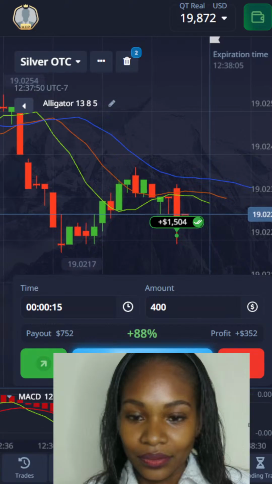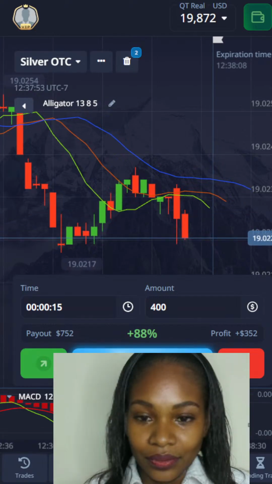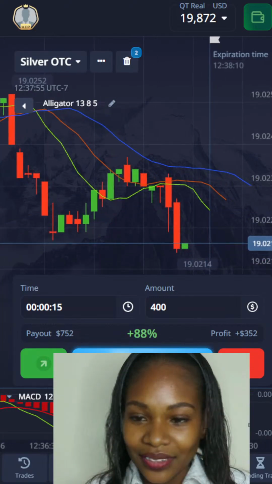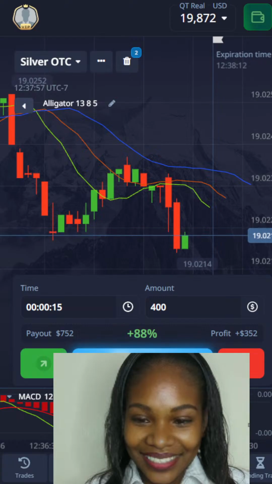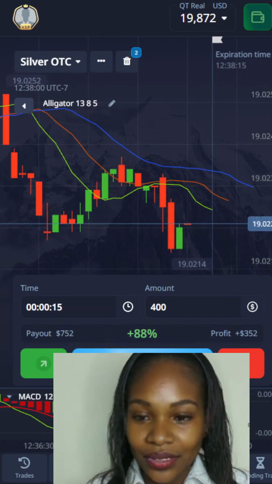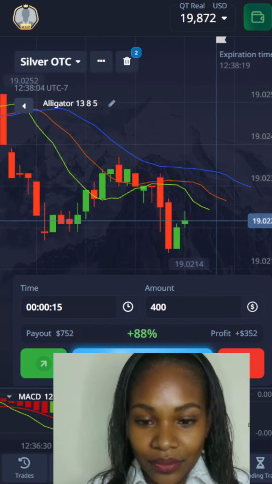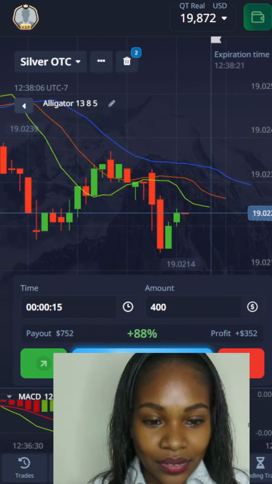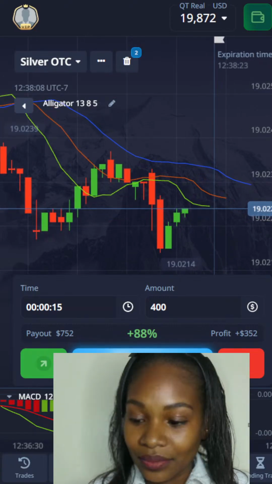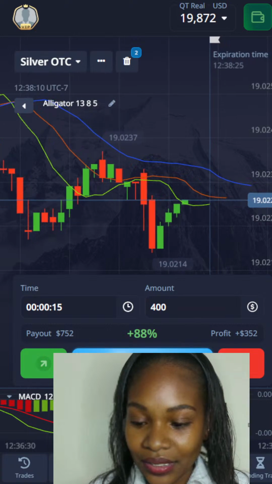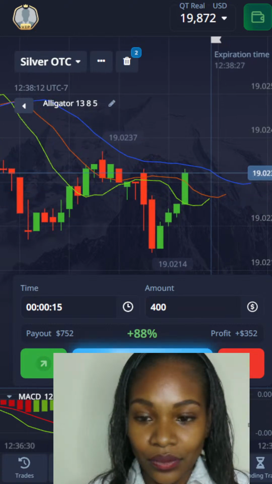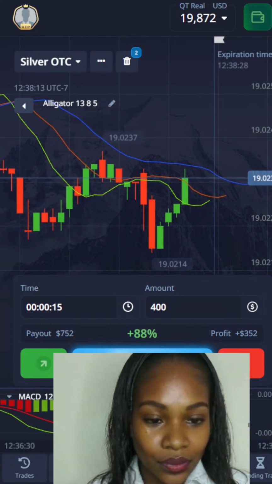Beautiful, beautiful. You know, whenever you place your position and then you get those spikes, it makes you feel so good. When you get the spikes in the same direction that you are taking, it's always so amazing.